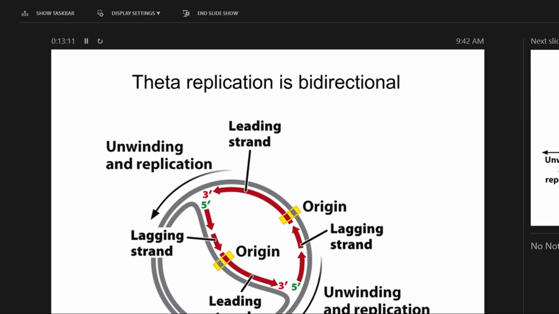So you have to look at the polarity of the template strands to figure out what the polarity, which is going to be opposite, of the newly synthesized DNA strands is going to be, and then figure out which one is moving in the same direction that the replication fork is opening up.